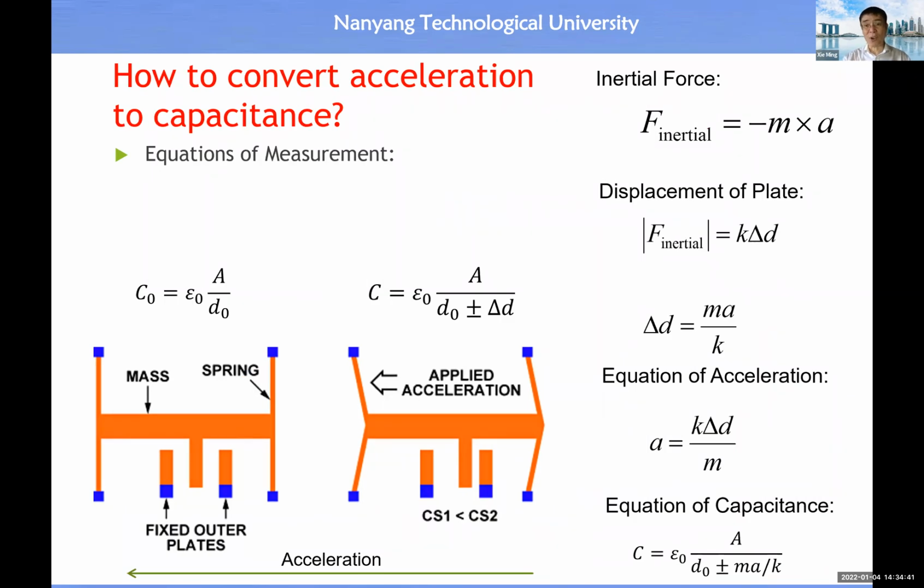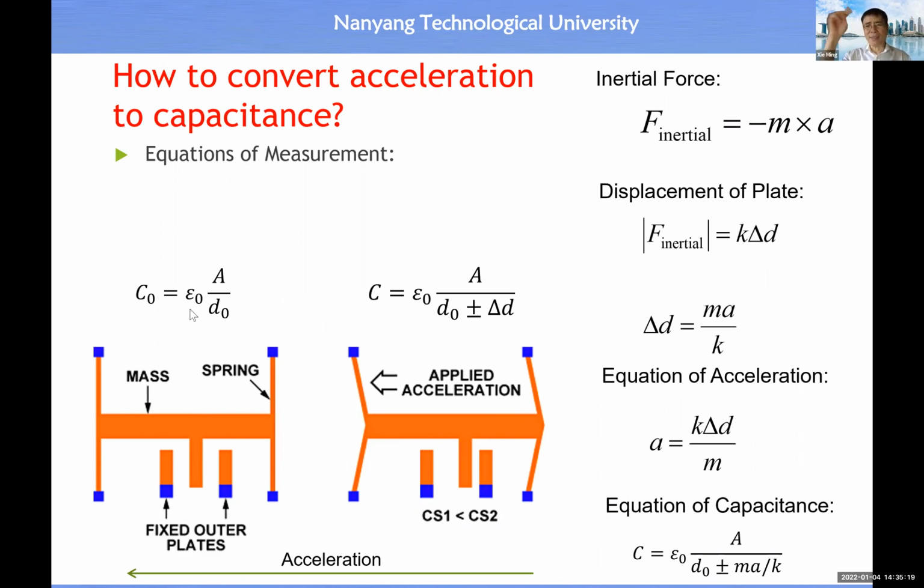Then the equation involved, for example, when there's an acceleration, then inertial force or centrifugal force, okay, should be equal to negative MA. And this force will be counterbalanced by the spring. So you see we have a spring here, okay, 4 springs to hold the inertial mass, all right? So then we have this equality. Then displacement by the spring should be equal to MA divided by K, all right? Then the equation of acceleration should be A equal to K times delta D over M.